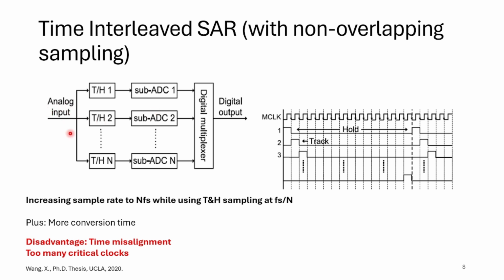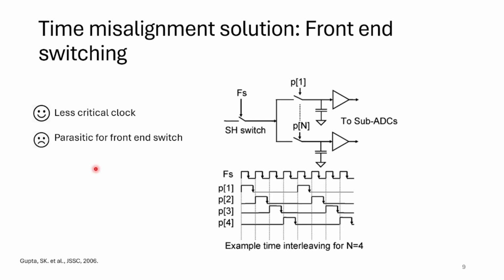The problem with this configuration is that you have a main clock which tells each of them to turn on and off, so you might have time misalignment between these clocks, and you have too many critical clocks, and routing them and conveying them from the main clock to each of these sample and holds wouldn't be easy.